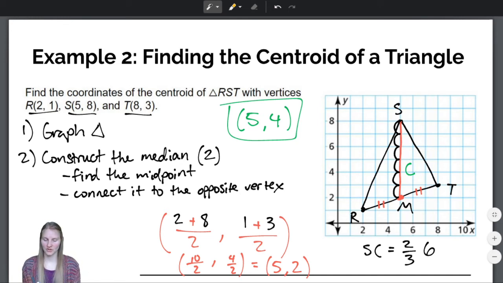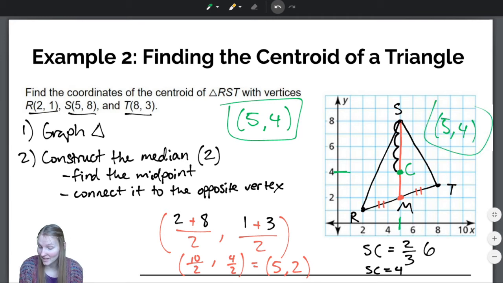What is 2/3 of 6? Let's see, 2 times 6 is 12, divided by 3 is 4. So this tells us that SC is 4. So if I go from S down to C, I should go 1, 2, 3, 4. And C should be right there. C should be 4 boxes away from the vertex. And where does that put point C? It puts it at 5, 4. Oh, hey! We get the same answer either way.